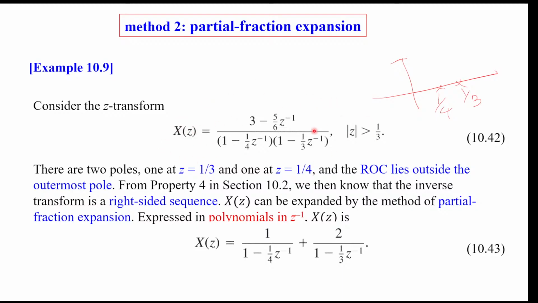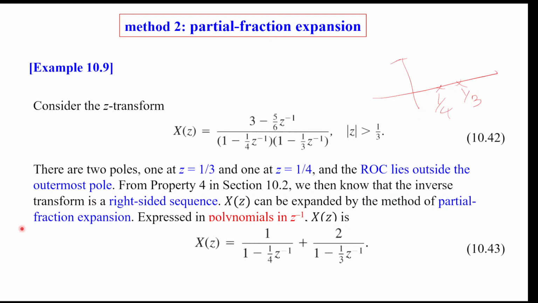So we have X of z equal to, and everything is actually a polynomial in this z minus 1. So we have 3 minus 5 over 6 z minus 1 over 1 minus 1 over 4 z minus 1 times 1 minus 1 over 3 z minus 1, with the ROC being z greater or equal to 1 over 3. And this thing has a pole at 1 over 4 and a pole at 1 over 3. It has a whole bunch of zeros, but let's ignore zeros for now, because the poles are more important here. So it has poles at 1 over 3 and 1 over 4, and we have the ROC being outside of 1 over 3.